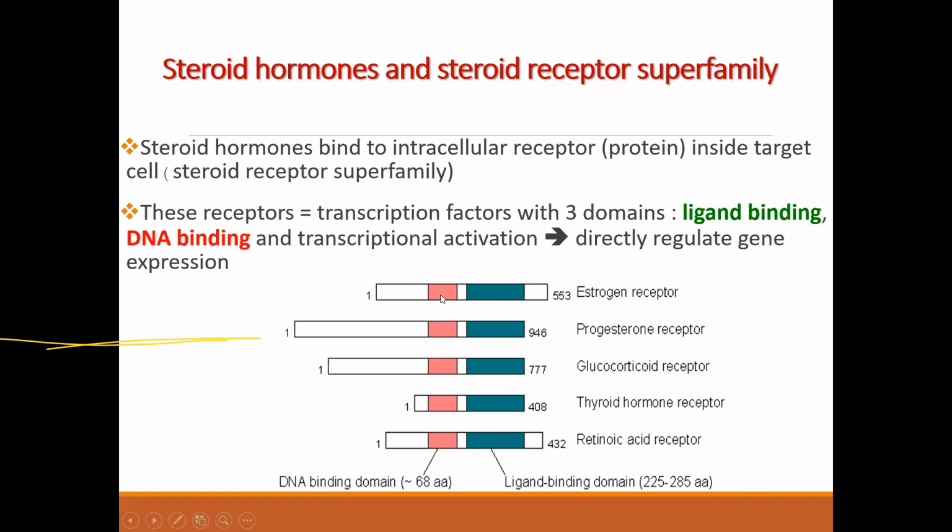So it means that after this receptor binds to the ligand, the receptor-ligand complex will go to the DNA and bind to the DNA and stimulate the change in the DNA expression.